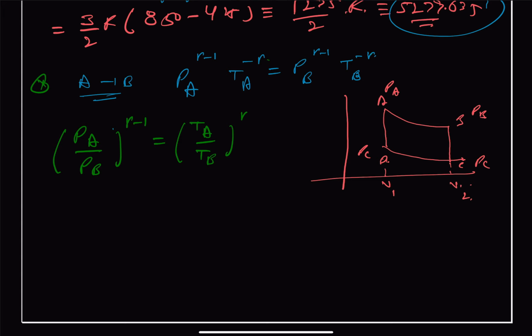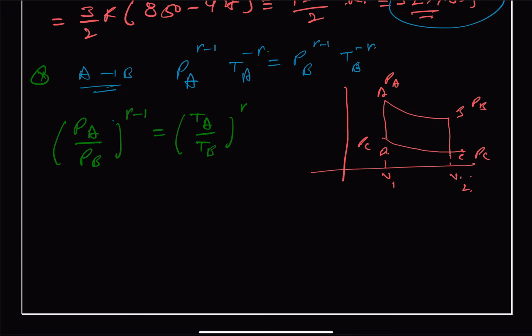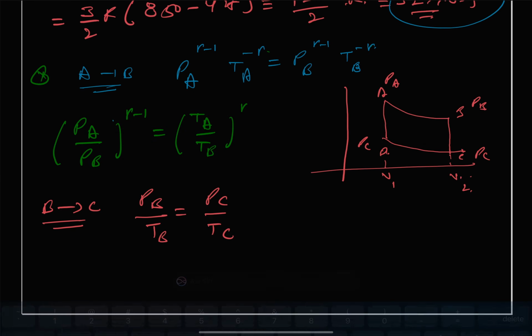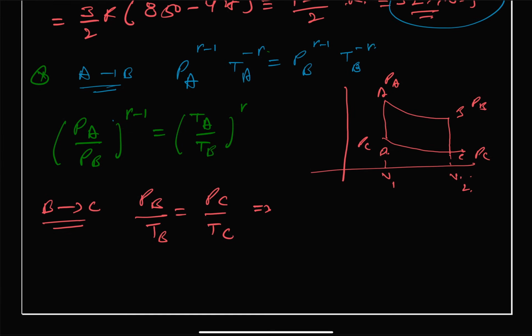Okay, now we come to the path BC. So we can say our path BC, since constant volume is there, we have PB upon TB is equal to PC upon TC, and this can be written as PB upon PC is equal to TB upon TC.